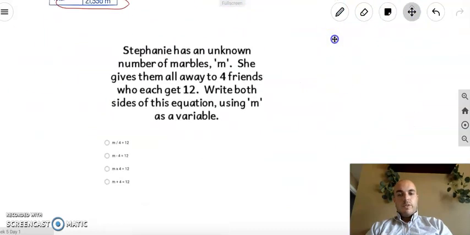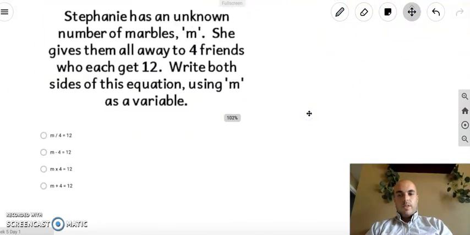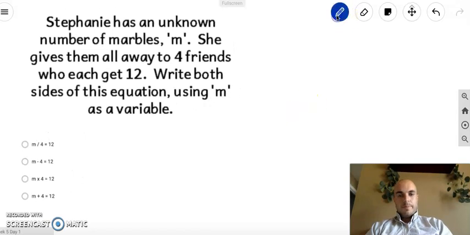All right, so if you followed this long, as always, we're going to go over an example from the assessment, and this is our example here. Stephanie has an unknown number of marbles, M. She gives them all away to 4 friends who each get 12. Write both sides of this equation using M as a variable. Okay, so here's our choices. M divided by 4 equals 12, M minus 4 equals 12, M times 4 equals 12, M plus 4 equals 12.